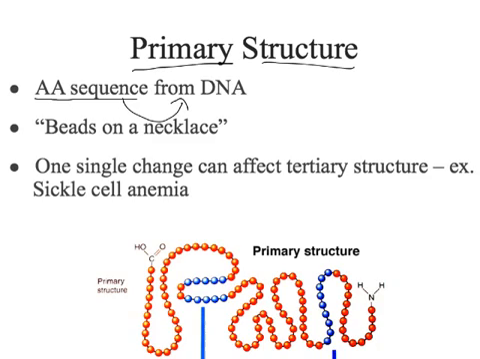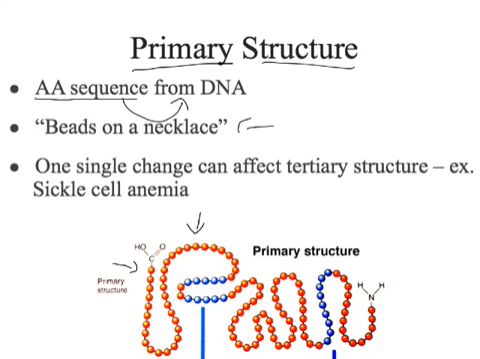Sometimes this primary structure is called beads on a necklace because if we draw amino acids like little circles, it's literally just the order of beads, just the order of amino acids in a protein. And it turns out if you change just one amino acid in a protein, you can totally change how the protein will fold down the line. For example, there are several hundred amino acids in a protein called hemoglobin that carries oxygen in your blood. If you change just one of those amino acids to a different one, the protein folds differently.